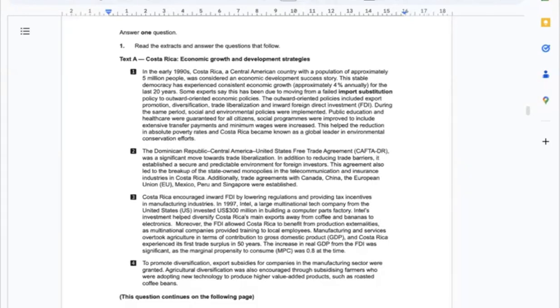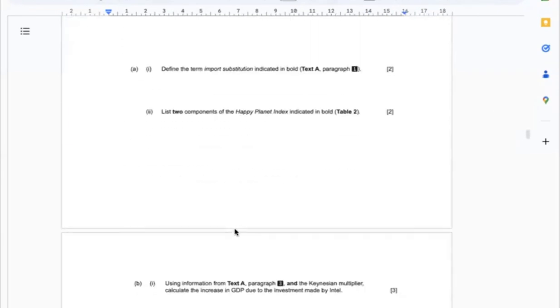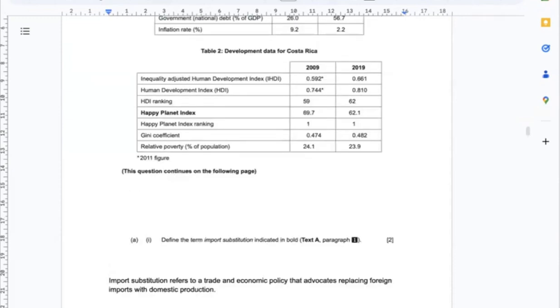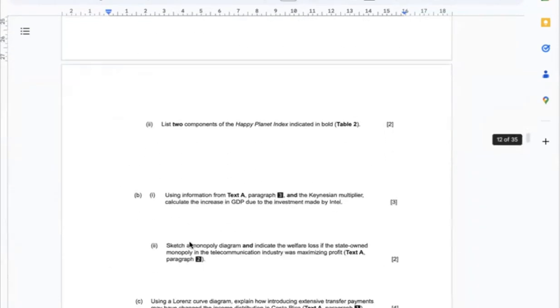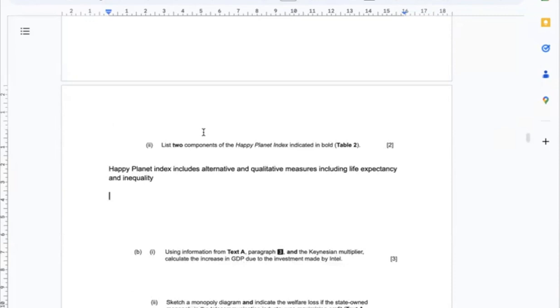Question number 1 is about the country Costa Rica. A1. Define the term import substitution indicated in bold in the text. It refers to a trade and economic policy that advocates replacing foreign imports with domestic production. A2, list two components of the Happy Planet Index indicated in bold in the table. Happy Planet Index includes alternative and qualitative measures like life expectancy and inequality.